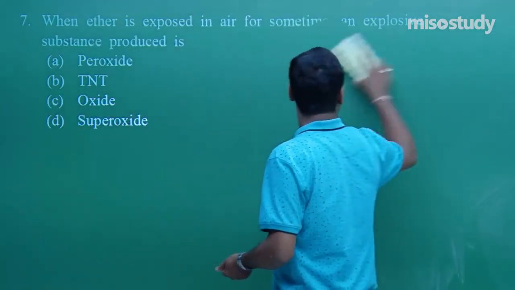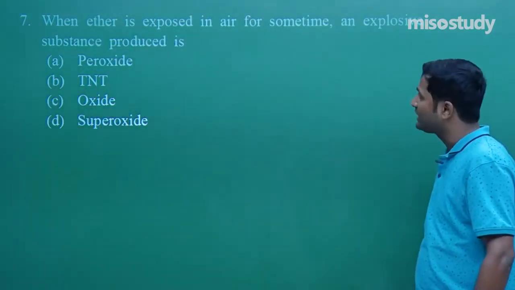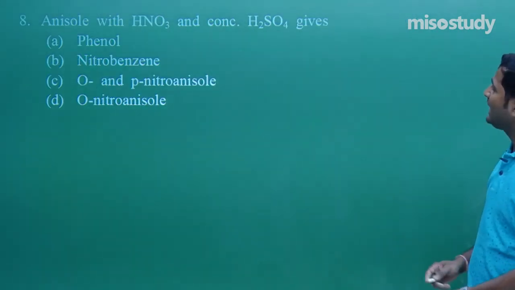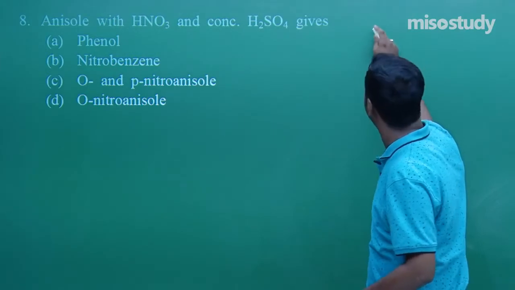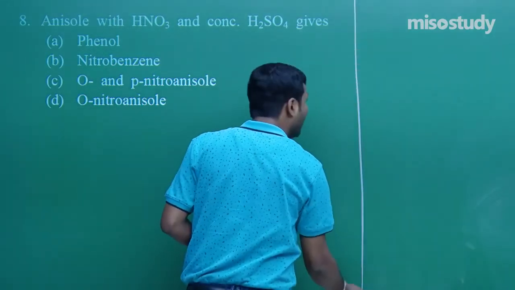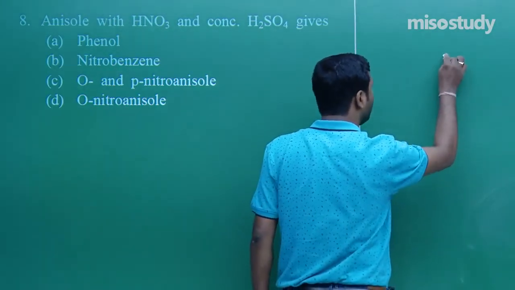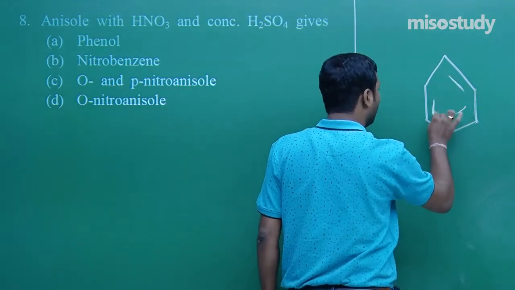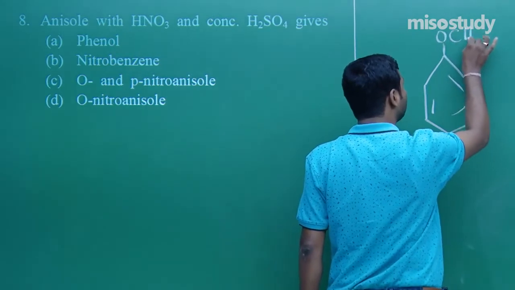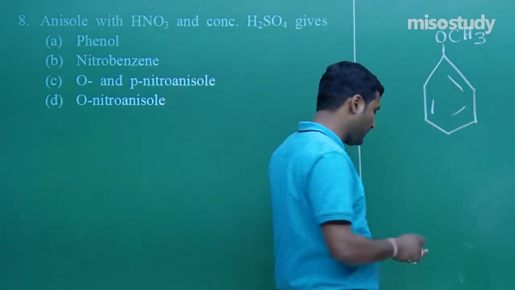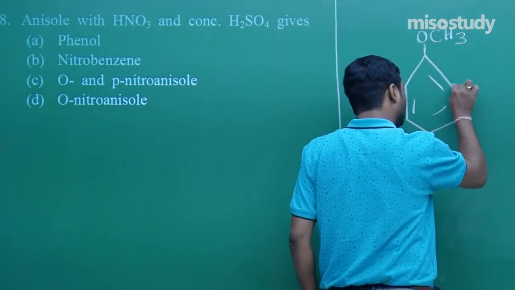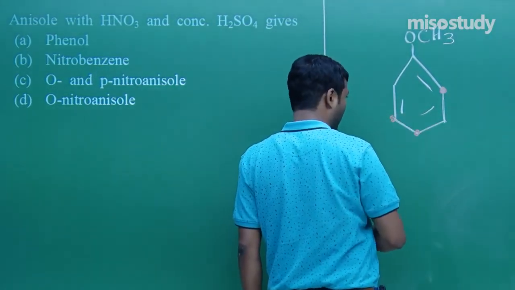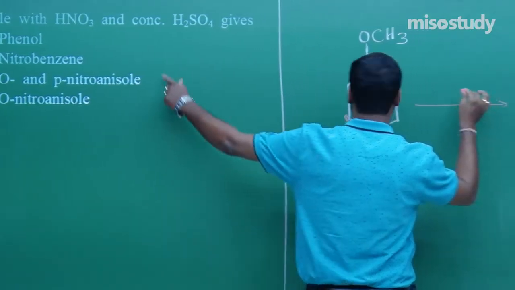Now let's move to the next question. What is the next question? Check it out. Question number 8. Anisole with HNO3 and concentrated H2SO4. As I told you, what is anisole? It's very simple. This one is the benzene. Now put here OCH3. This one is anisole. As we know, anisole is ortho-para directing, that is, the electrophile will attack at the ortho and para position.